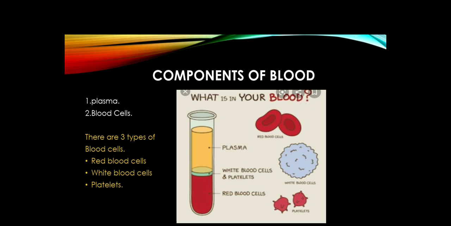In the picture you can see the first one is red in color and it looks like a disc. It is a red blood cell. Below there is the white one, the white blood cell, and down there are the platelets. It has some projections, those are the platelets.